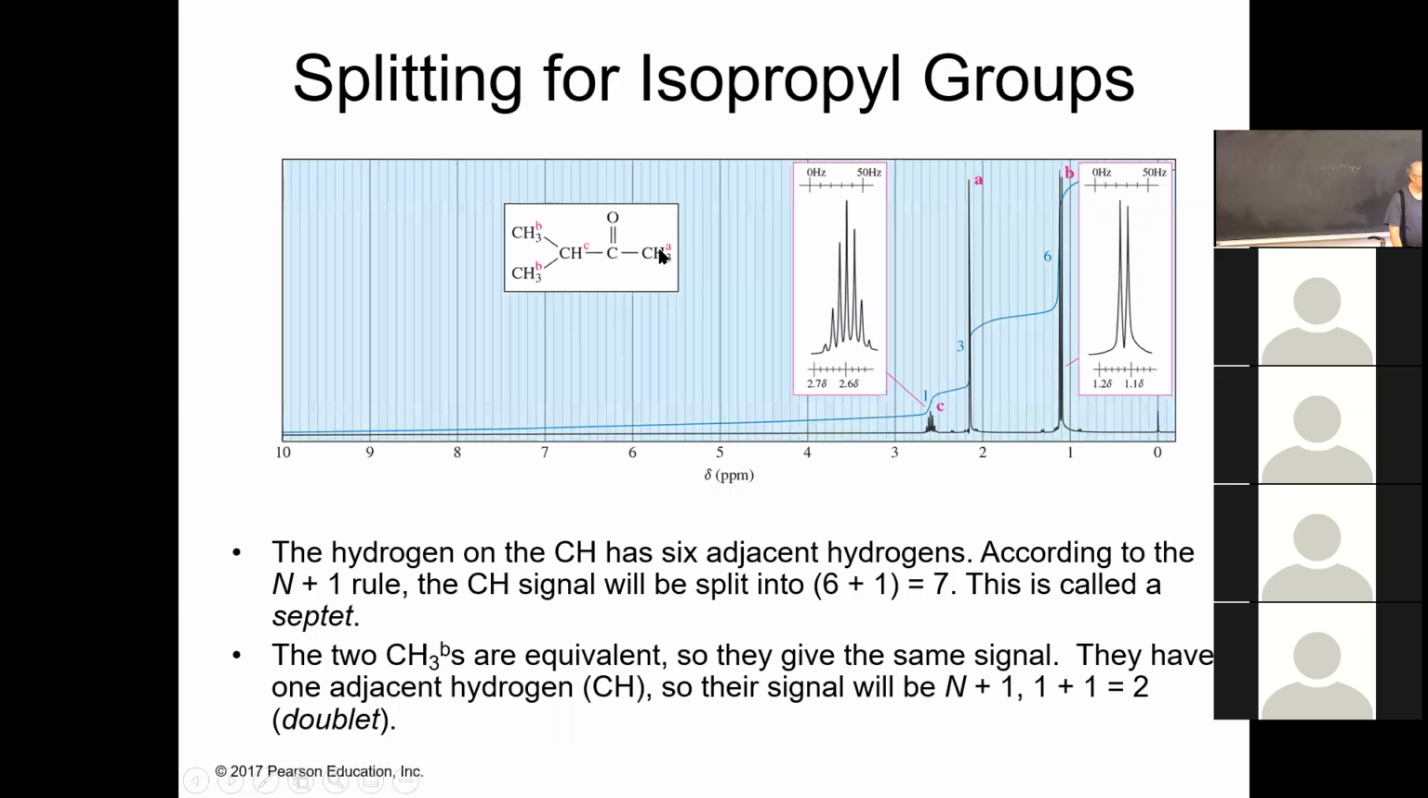So here is methyl isopropyl ketone. The methyl has no neighbors, so 0 plus 1 is 1. That's a single peak right here. This CH is split into 7 peaks by these 6 neighbors, so we have a septet. These two CH3s are equivalent, and they are both split by this one neighbor into 2 lines. So a doublet and a septet.